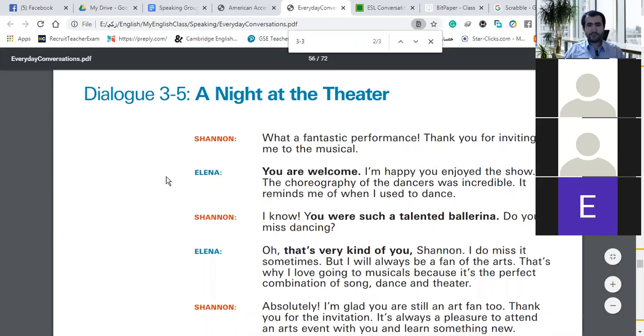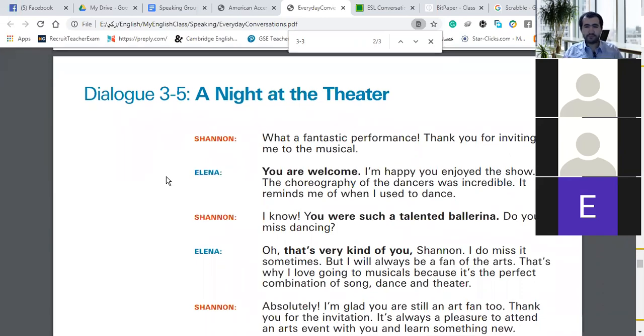What a fantastic performance. Thank you for inviting me to the musical. You are welcome. I'm happy you enjoyed the show. The choreography of the dancers was incredible. It reminds me of when I used to dance. I know, you were such a talented ballerina. Do you miss dancing?